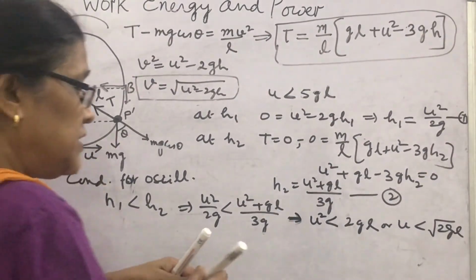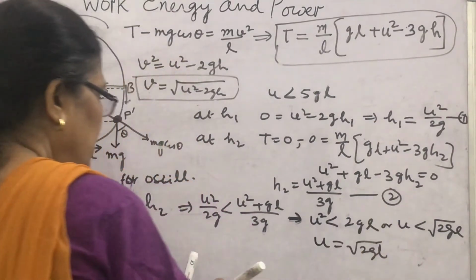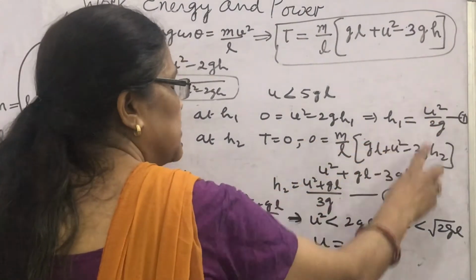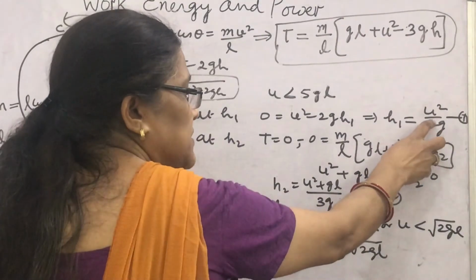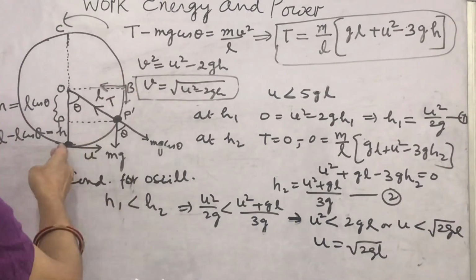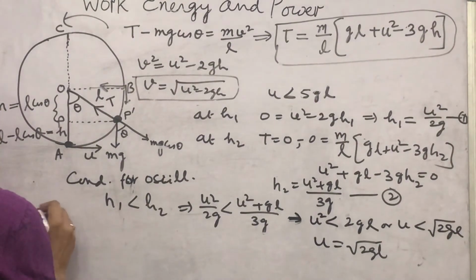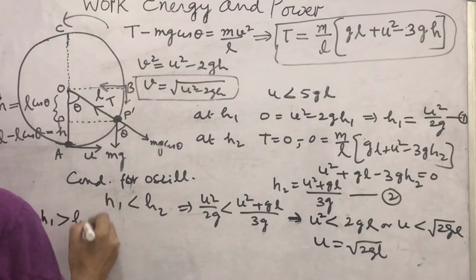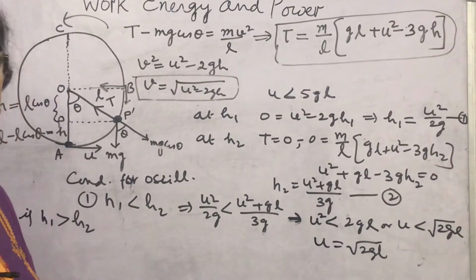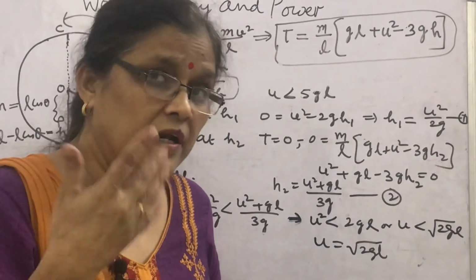What will happen if this velocity is equal to root 2GL? Look here, if u is equal to root 2GL, then u square is 2GL, and 2GL upon 2g means L, so h1 will be L, that is, the object will reach the point level with the string's fixed end and a semicircle will be completed. Second condition, if h1 is greater than h2, this is the condition for leaving the circle. What will happen if the body leaves the circle? Then tension becomes 0 earlier than the velocity.